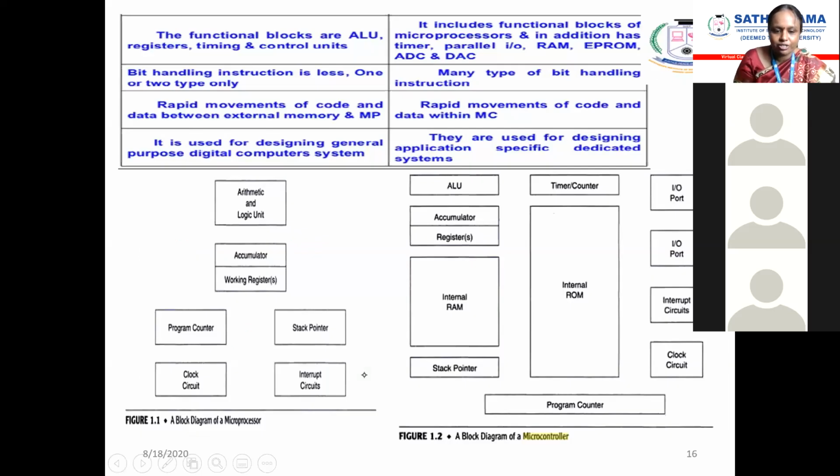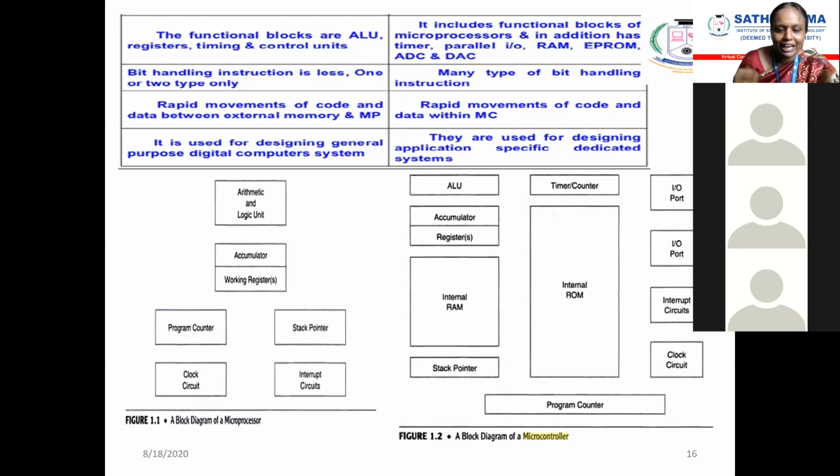Then the next one is bit handling instructions. For example, one simple example: in a microprocessor we don't have any bit handling instruction. Rarely in 8086 we can see it, but in 8085 it is very popular. What is bit handling now? If I want to switch on the light, we can say set bit, SETB. Set bit means automatically my port will be on. Clear, CLR, means we always have the option of clear. Clear means it will be off. So we have only one instruction to turn on the light, and one instruction to turn off the light.